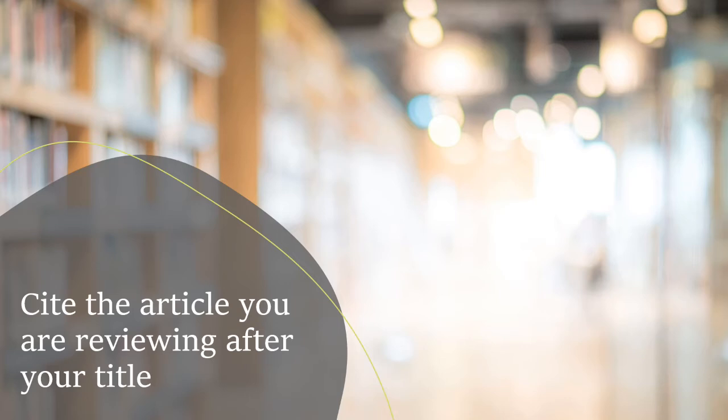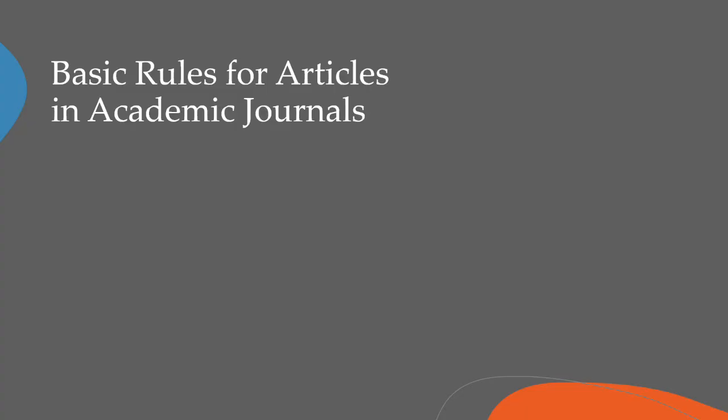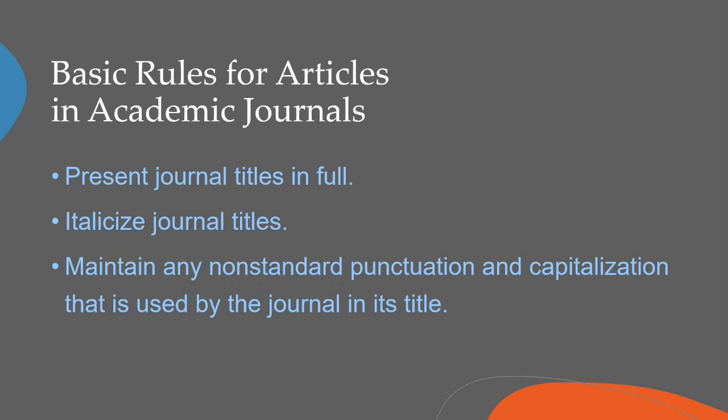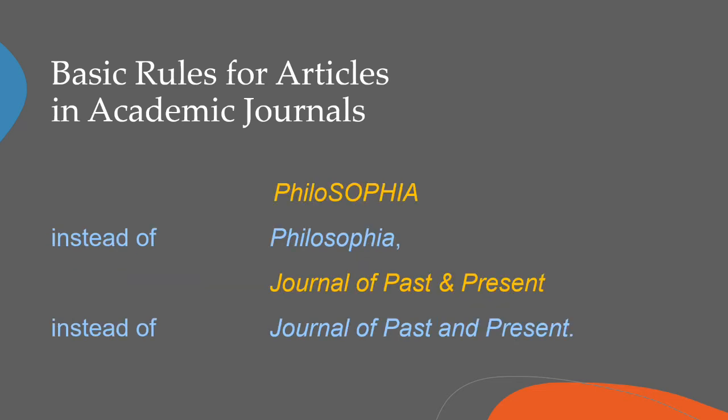Cite the article you are reviewing just after the title. Basic rules for citing articles in academic journals: present your journal titles in full, italicize your journal titles, and maintain any non-standard punctuation and capitalization used by the journal.